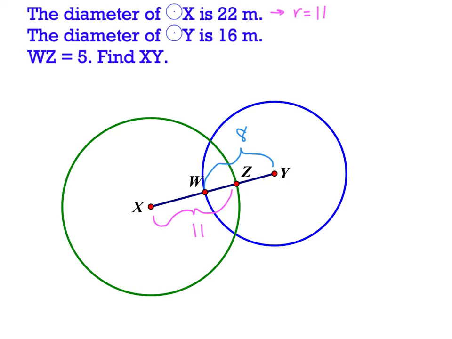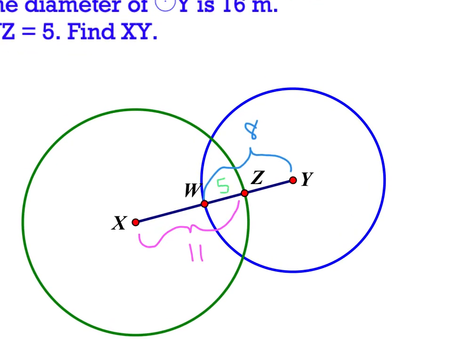Now the last piece of information that they gave me here is that WZ, this segment right here, is equal to 5. So what a lot of kids do, kind of not thinking about this problem correctly, is they'll just add all of those pieces. But if I add 11 plus 5 plus 8, I am really adding this segment way too many times. So what I have to do is think to myself, okay, if from X to Z is equal to 11, I know XZ is also equal to XW plus WZ.